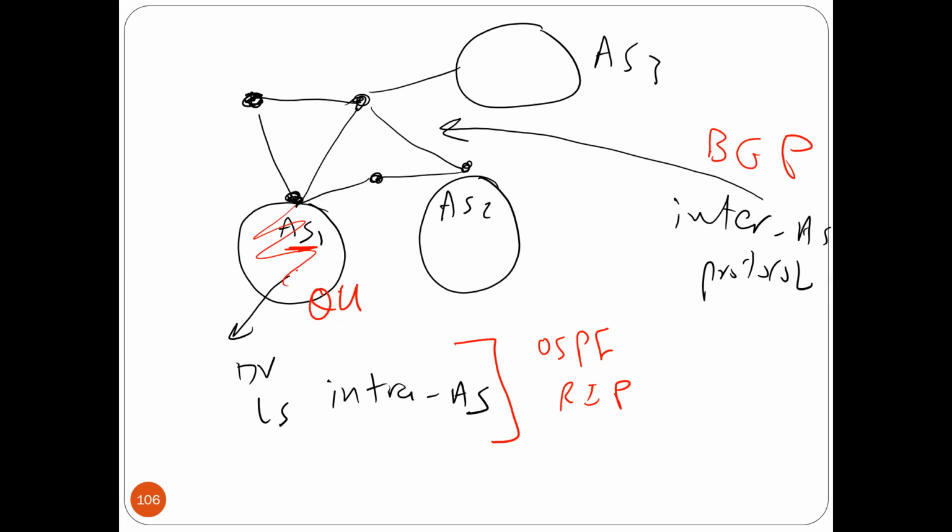Usually inside every autonomous system, we use distance vector or link state protocols. The protocol we use inside the autonomous system, we call it intra-AS. And last time I explained OSPF and also RIP.